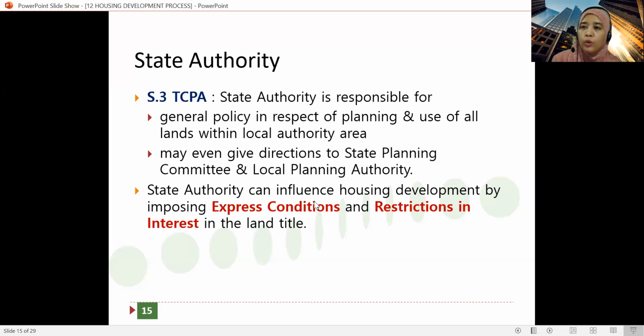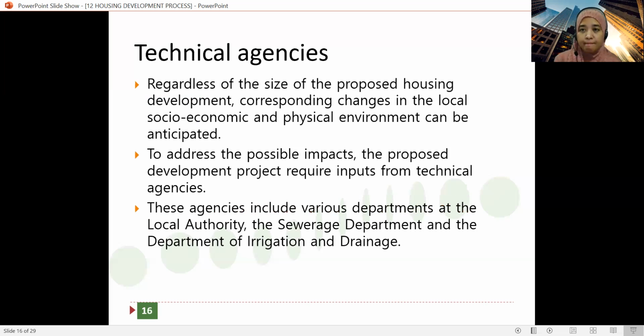Restriction in interest, who can you sell your land to? Who can you sell your property to? Ataupun before you can sell, you must obtain the written approval from the state authority. That is restriction in interest. Ataupun tanah orang Melayu, Malay Reserve. So those kind of things under state. Now, what about technical agencies?